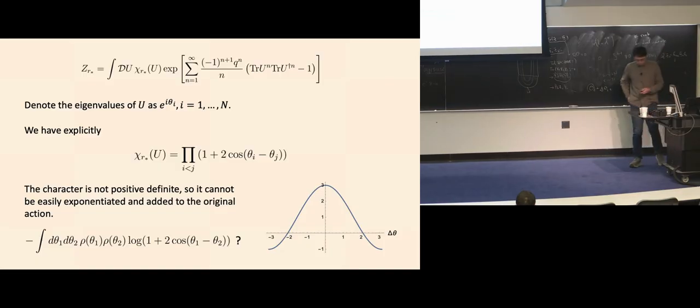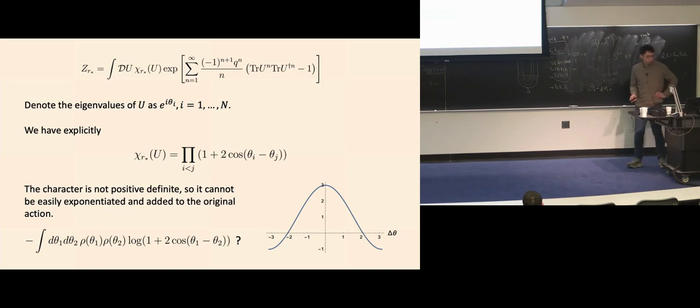Now, what makes this problem tricky is that the character is not positive definite. Because you see, if you plot this 1 plus 2 cosine theta function, it is positive when the two thetas are close to each other. For example, when the two thetas are close to equal, you get 3. But when the two thetas are separated by some large amount, let's say pi, this actually becomes negative, right? It becomes minus 1. 1 minus 2 equals minus 1.